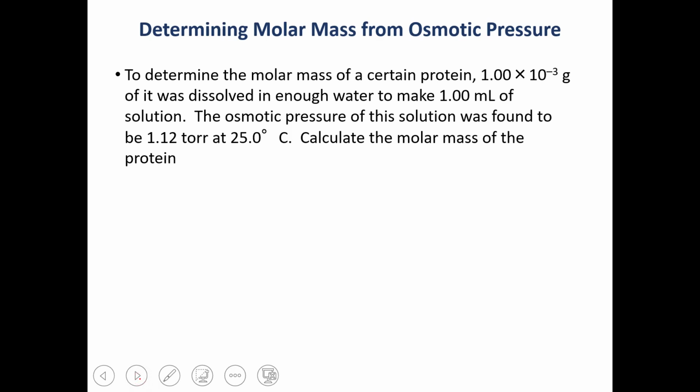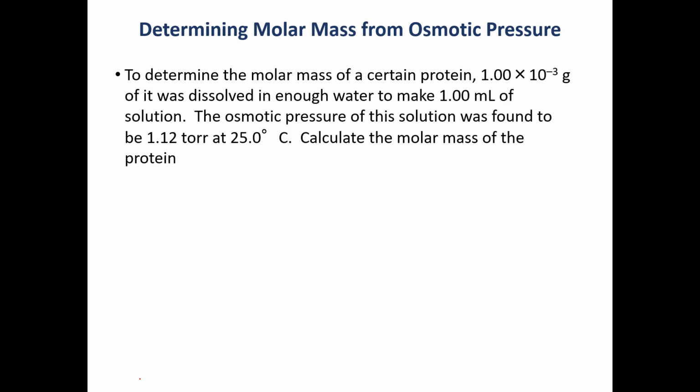So let's look at an example where we try to determine molar mass using osmotic pressure. The question tells us to determine the molar mass of a certain protein. 1 times 10 to the negative 3 grams of it was dissolved in enough water to make 1 milliliter of solution. The osmotic pressure of this solution was found to be 1.12 torr at 25 degrees Celsius. Calculate the molar mass of the protein.